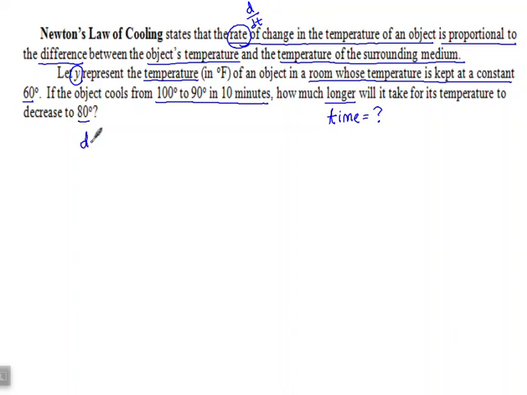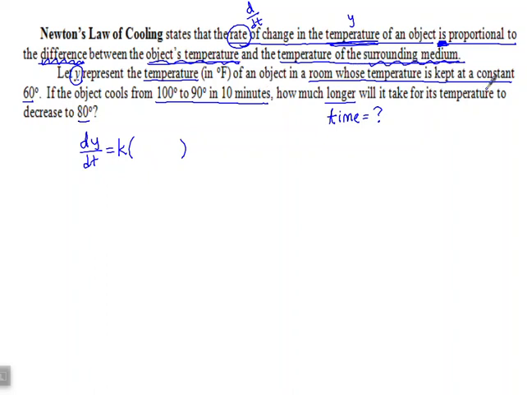So let's start with dy dt, the rate of change of the temperature, and they told us that y represents the temperature. So the rate of change of the temperature that they're calling y, dy dt, is, there's our equal sign, proportional to, so that's a constant, I usually use k, times the quantity. It's proportional to the difference. A difference is when we subtract two quantities, between the object's temperature and the temperature of the surrounding medium.